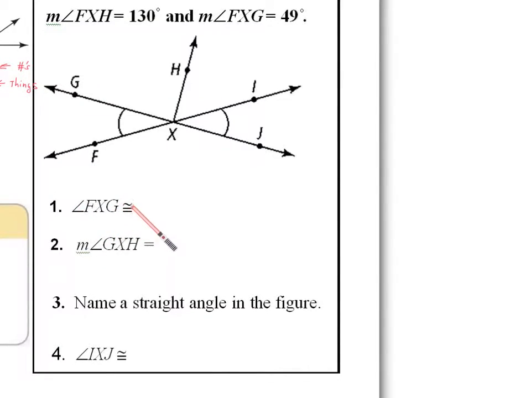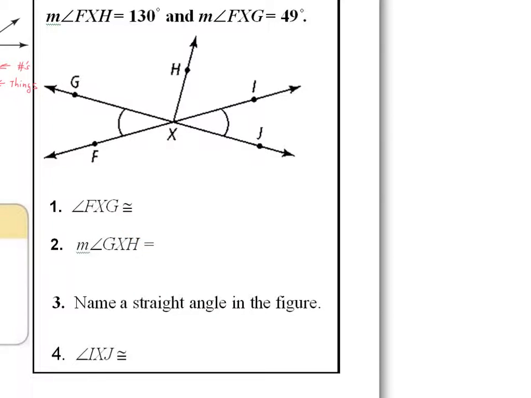Okay, first off, because congruence only compares things, not numbers. And there's no M out in front saying that we're talking about the measure of that angle, right? So we're actually talking about the physical angle itself. And we're talking about angle FXG.